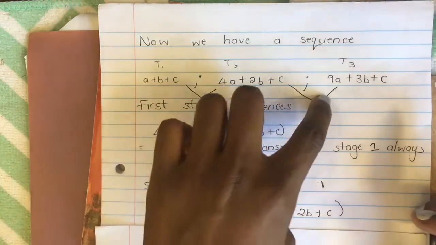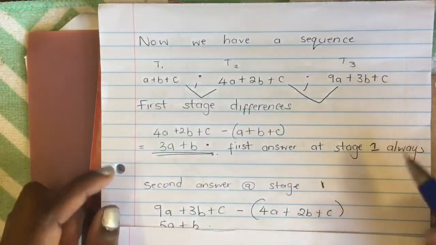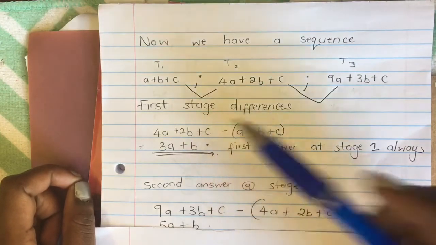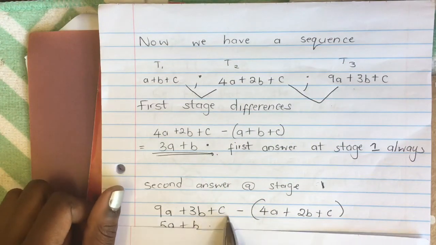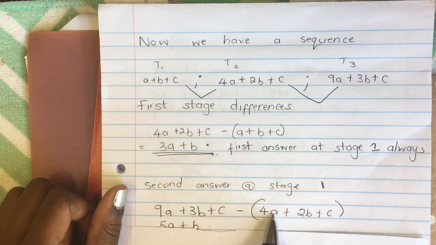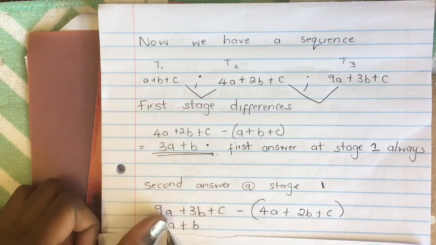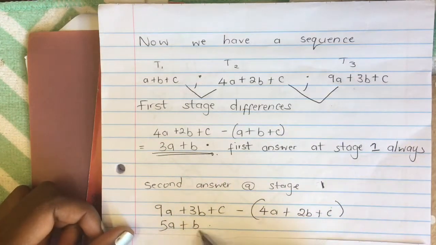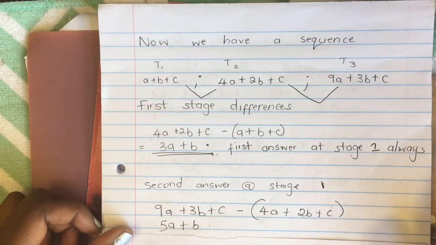Then the second difference, the second stage answer, which is this part. We start with T3 and subtract T2: 9a plus 3b plus c minus, in brackets because I want you to subtract everything, 4a plus 2b plus c. So 9a minus 4a gives us 5a, 3b minus 2b gives us b, then c will cancel each other. Then we are at that stage, we've got it.